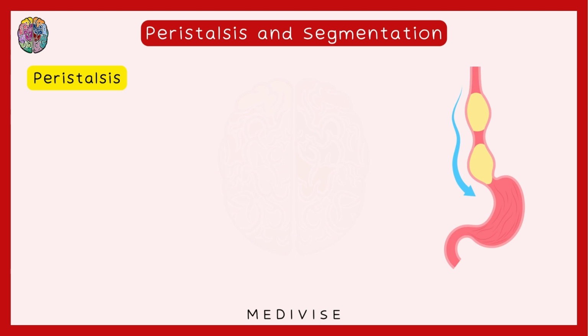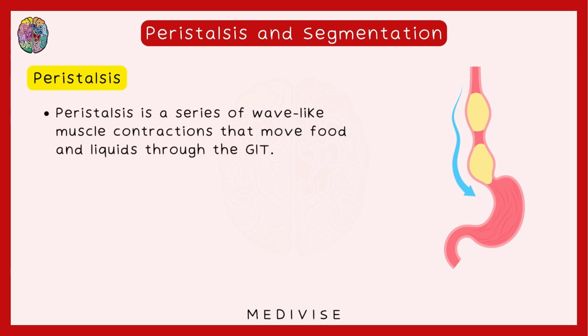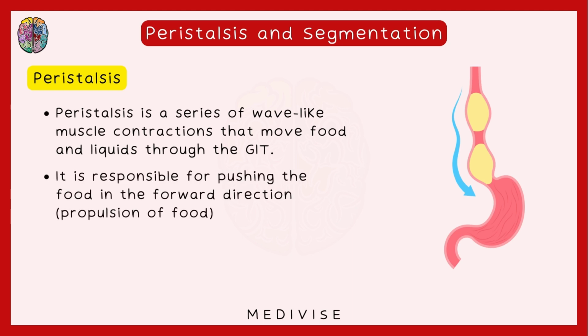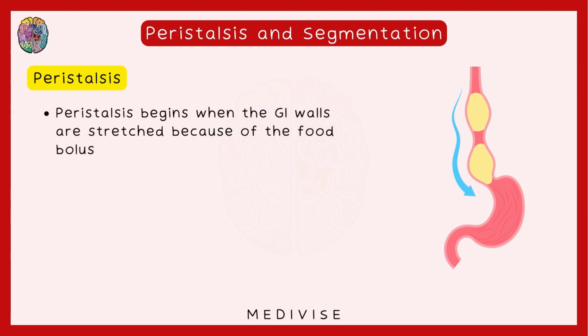The definition says that it is a series of wave-like muscle contractions which help in moving the food and liquid through the GIT. And we already know that it is peristalsis which helps in pushing the food or chyme in the forward direction. Now, does peristalsis happen by itself or is there some stimulus which causes it? The stimulus here is stretching of the walls of the GIT. Whenever the chyme stretches the walls, the intestine senses this and wants to push the food forwards.